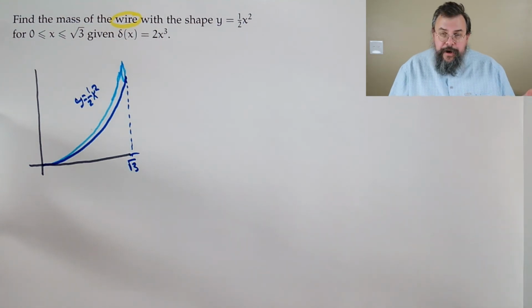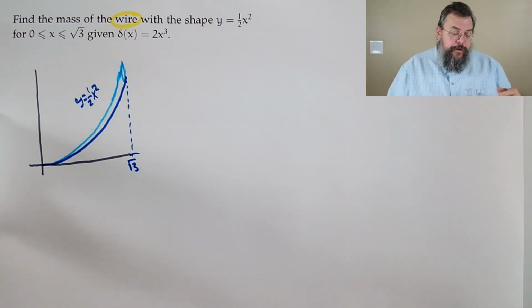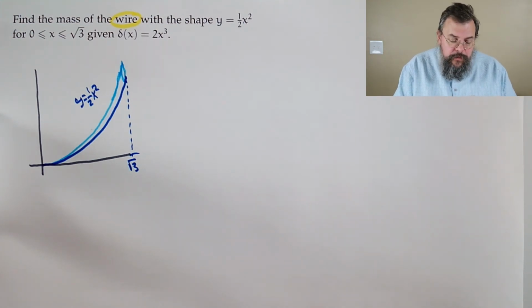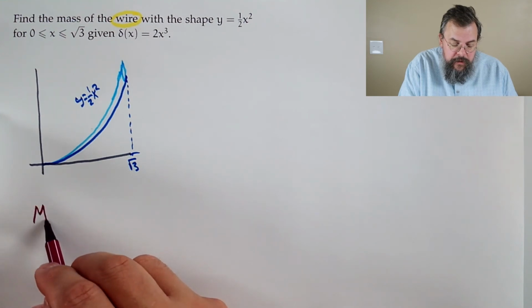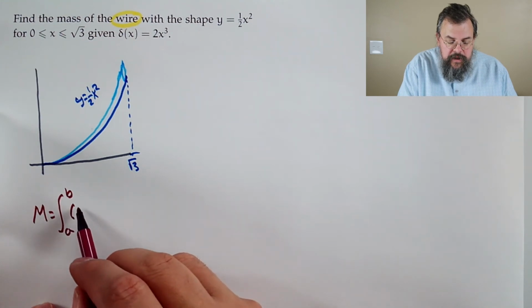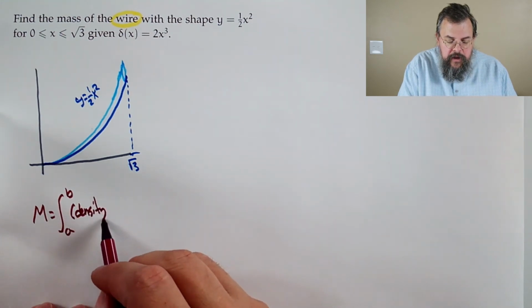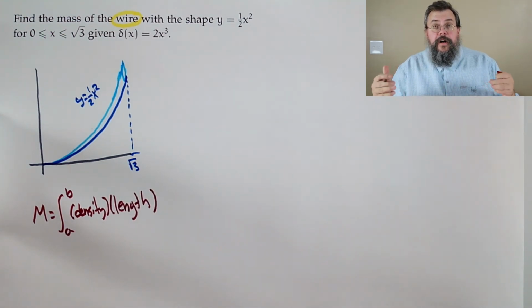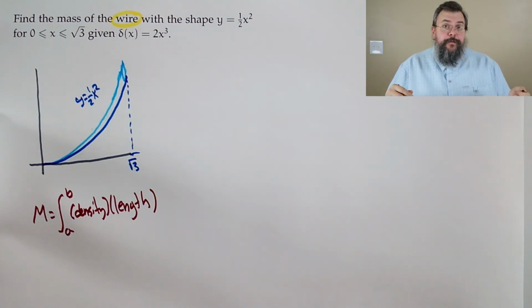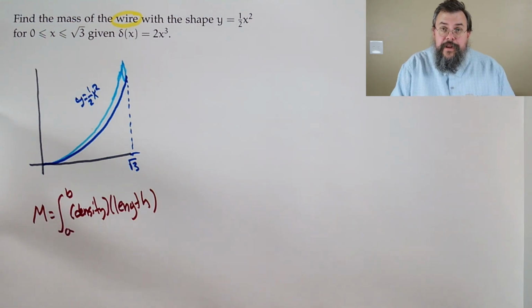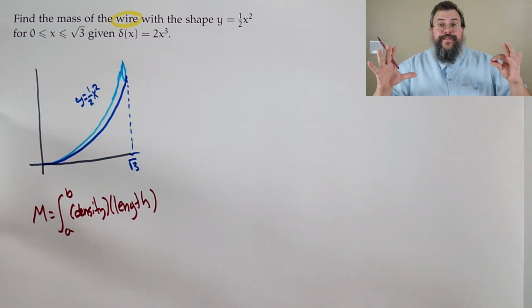So, all right, how do we approach this problem? Well, if it were just the rod, what we would do is find the mass by doing the following. Add up, start to finish, a little bit of density times length. That's how we would do it if we were doing a problem with the rod. But when we're doing a problem with the wire, what we do is add up from start to finish the little bits of density times length. In other words, it's the same setup.